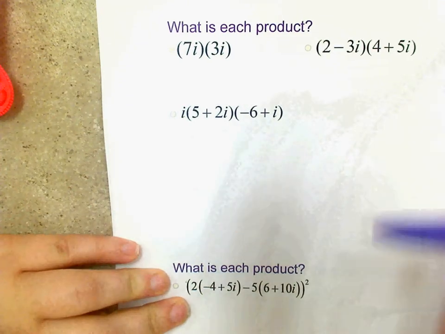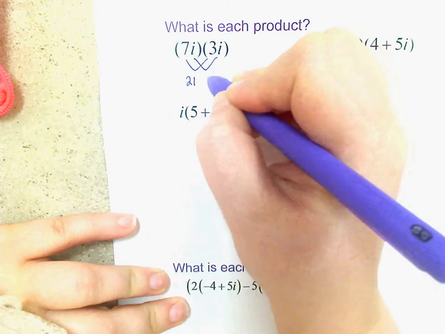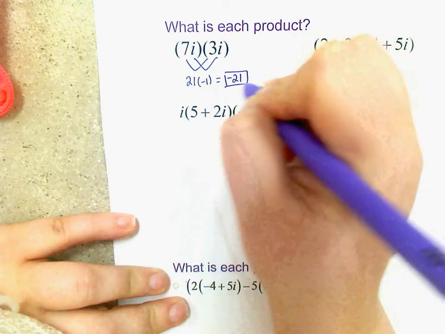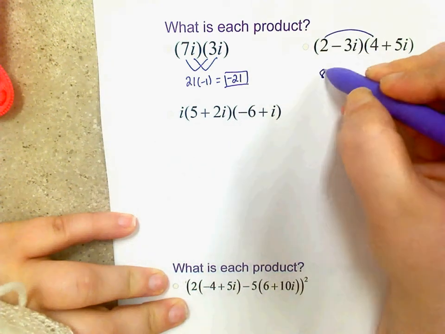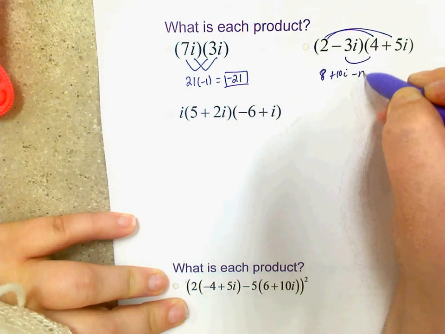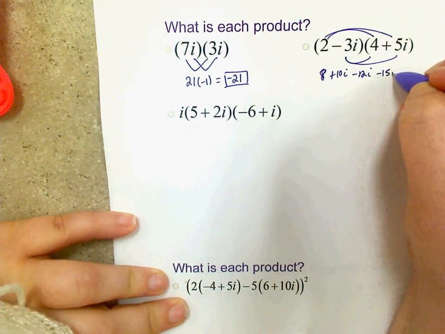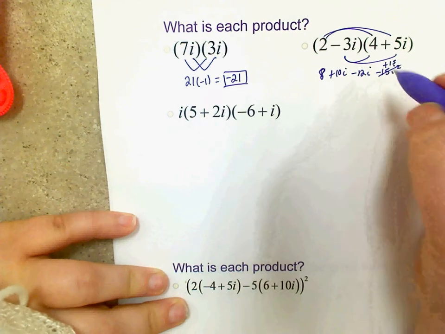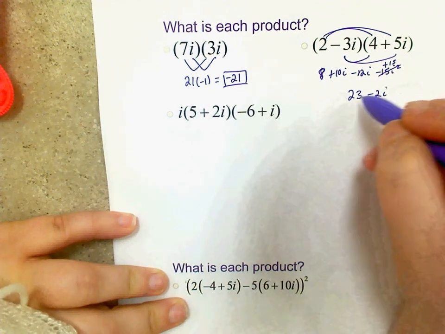You should have gotten 21 i squared, which is negative 1. So negative 21. And on this one you should have gotten 8 plus 10i minus 12i minus 15i squared, or plus 15. So 8 plus 15 is 23, and then 10 minus 12i is negative 2i. And there you go.